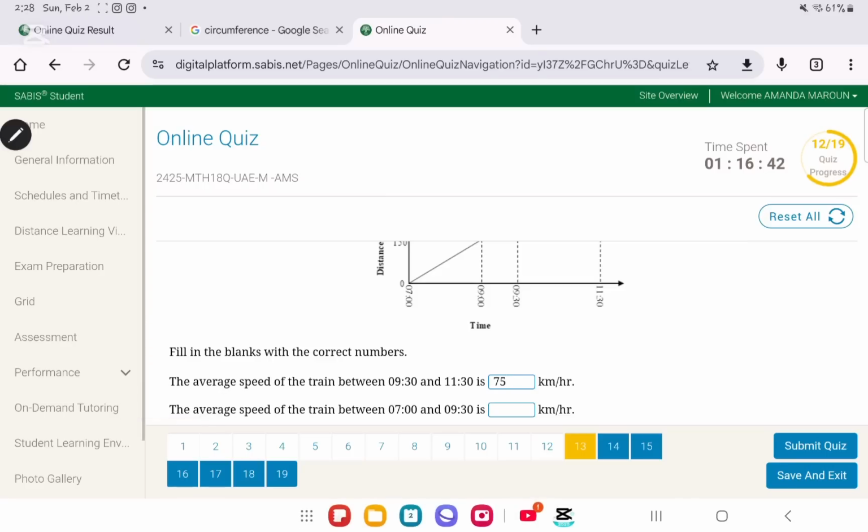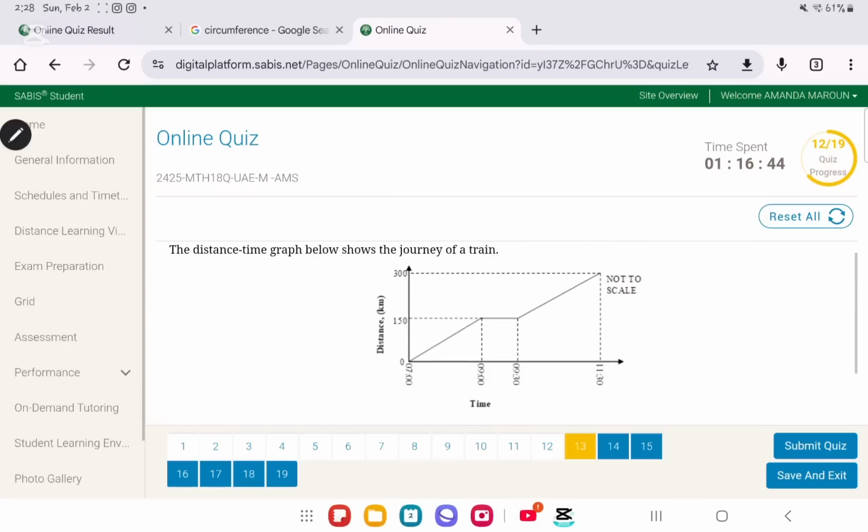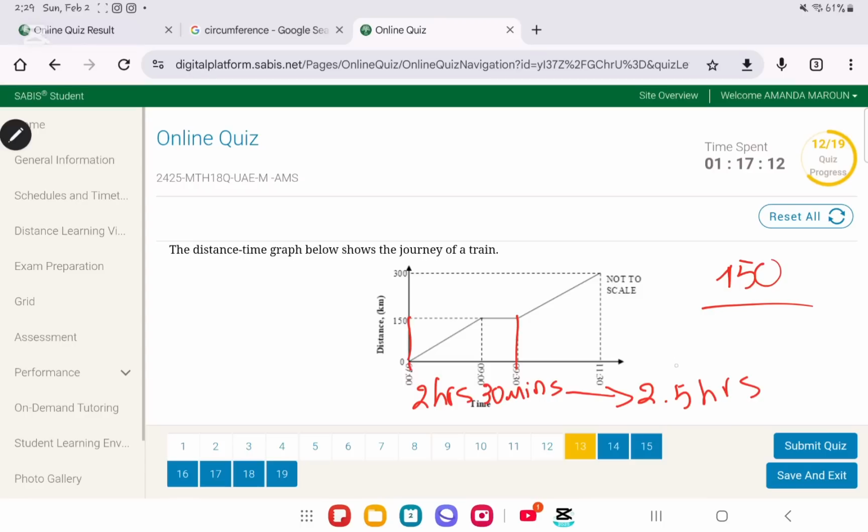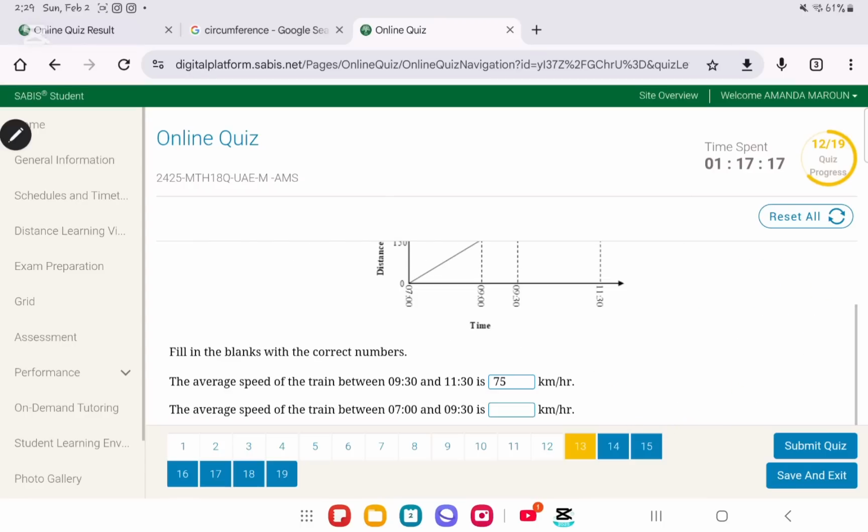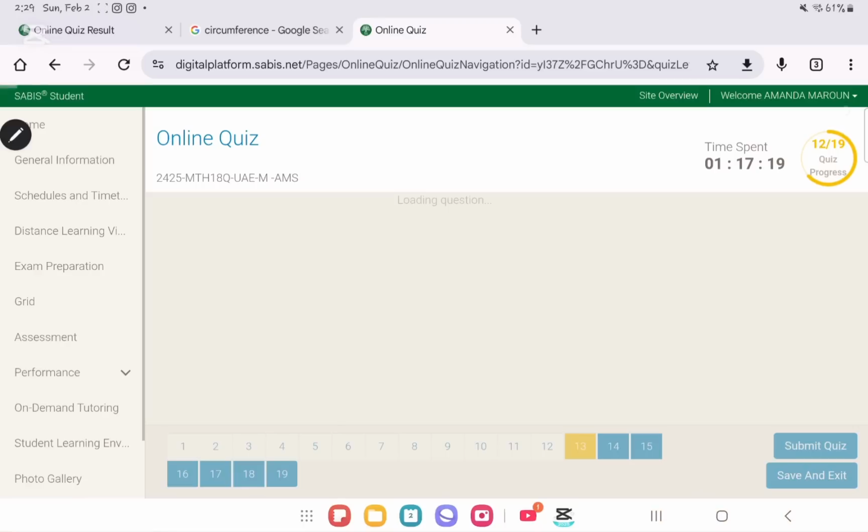Now they need the average speed of the train between 7 and 9:30. Between 7 and 9:30, it is actually 2 hours and a half. Okay, so 2 hours, 30 minutes. If you change it all completely to hours, it's 2.5 hours. And the distance is 150. So you will take 150 divided by the time, which is 2.5 hours, to get an answer of 60. So the answer over here is 60.